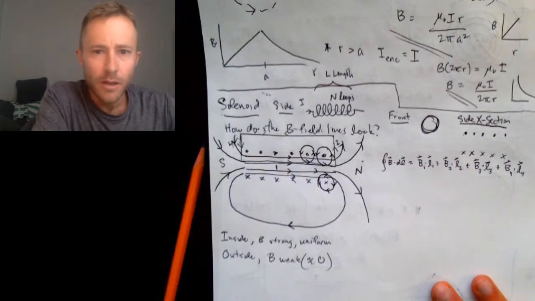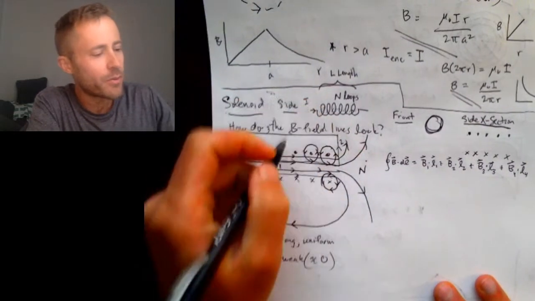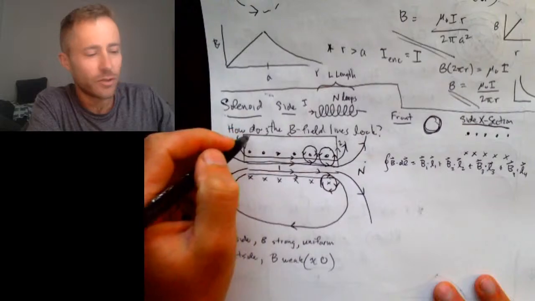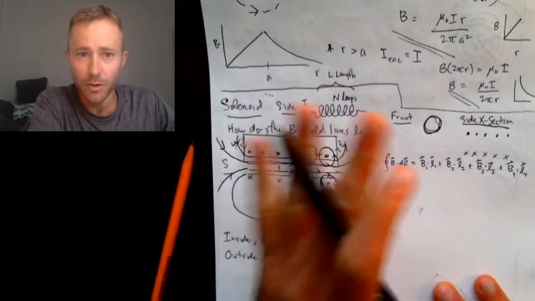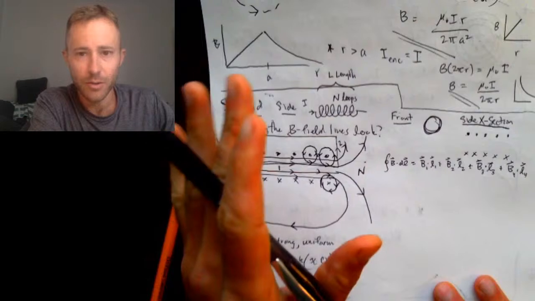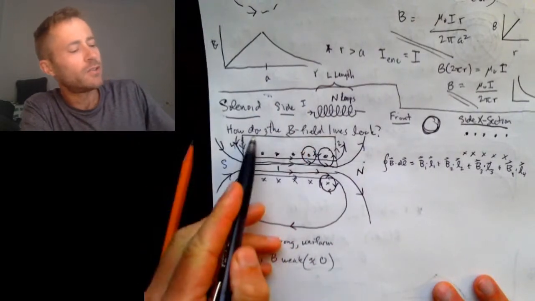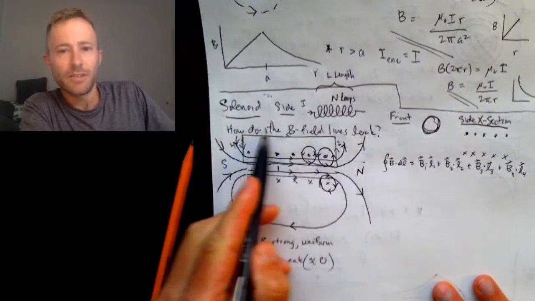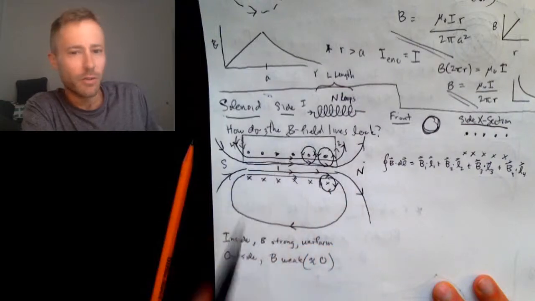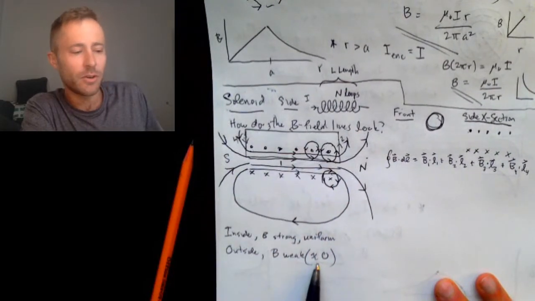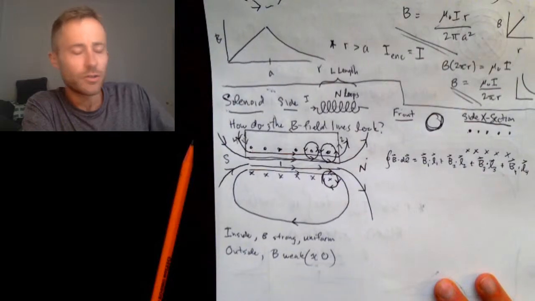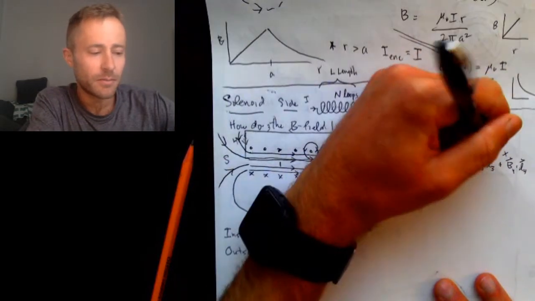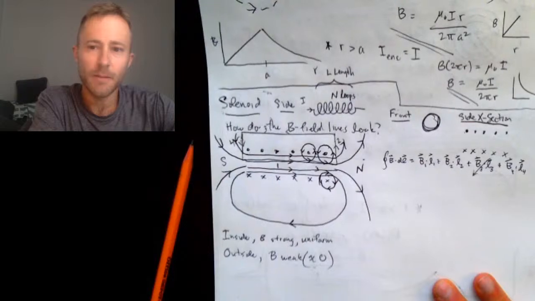So if we look at segment 3, actually 3 of the 4 terms are going to vanish, and I'll explain why. Segment 3 is here, and it is outside the solenoid. So the magnetic field is approximately 0 outside. That means this term is negligible.